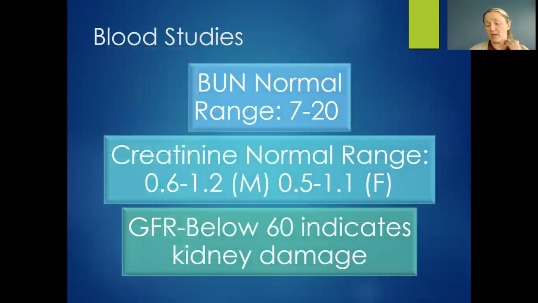Okay, so now we talked about some urine studies. So let's look at blood studies. I bet in clinical, you have looked at BUN, or blood urea nitrogen, and creatinine. So let's talk about those. The BUN, or blood urea nitrogen, measures the nitrogen fraction of the urea. So it's a byproduct of protein metabolism.